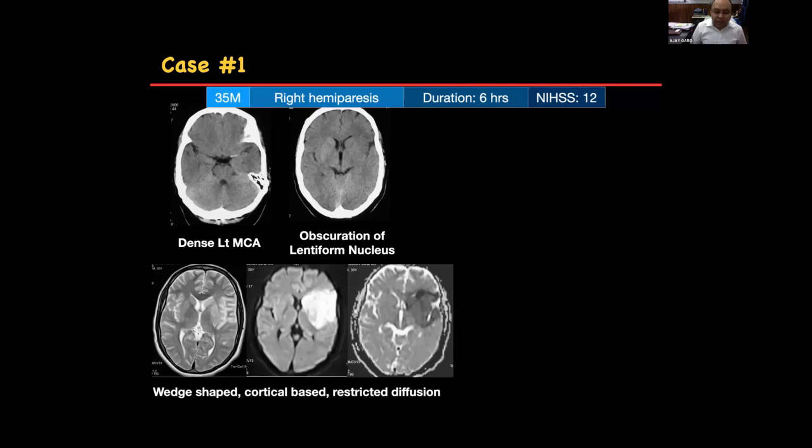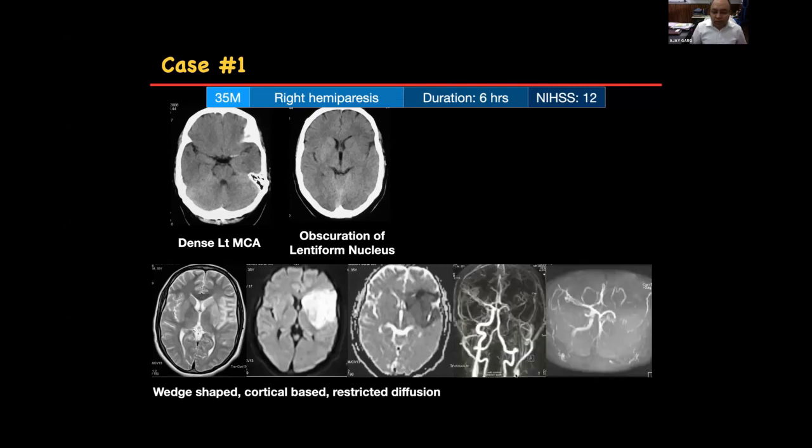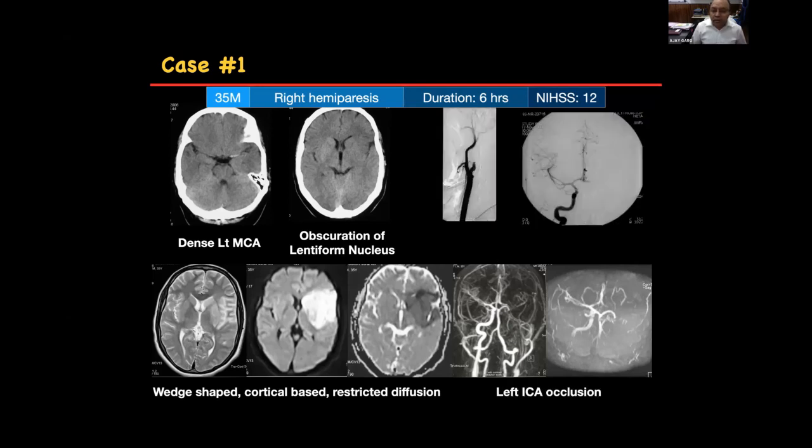MR angio was also done in this case. That shows occlusion of the left ICA. What we see is only a small stump of the ICA. The distal ICA and the MCA on the left side are not seen. So this is left ICA occlusion. And on DSA, what we see is the small stump of the ICA, and the distal ICA is not seen. That is suggestive of ICA dissection. So in this case, vascular imaging and parenchymal imaging show left ICA dissection. There's a dense MCA sign, plus there are early ischemic changes seen on this.